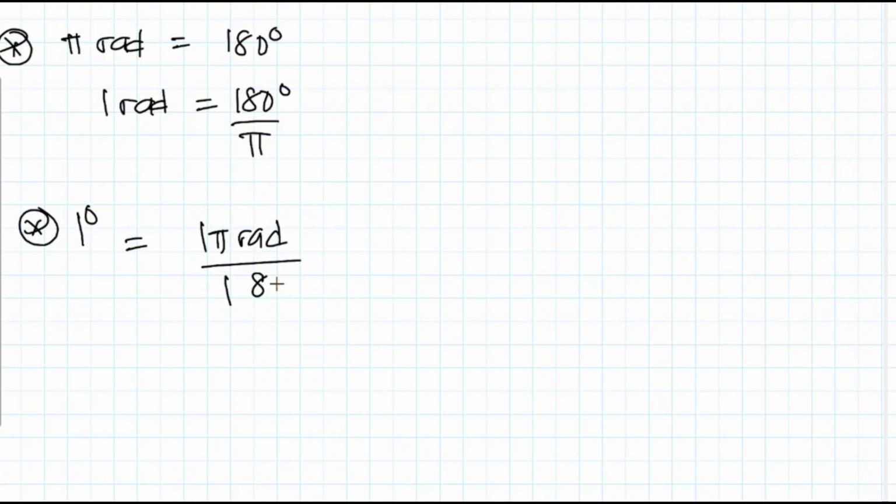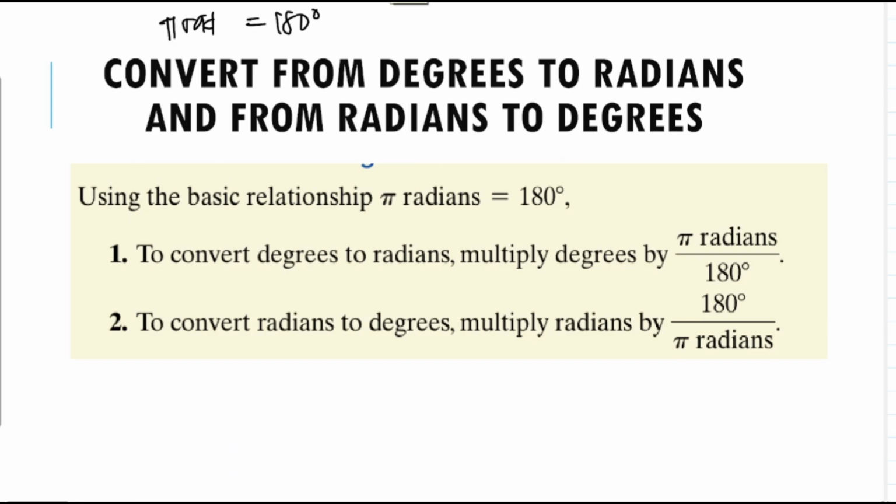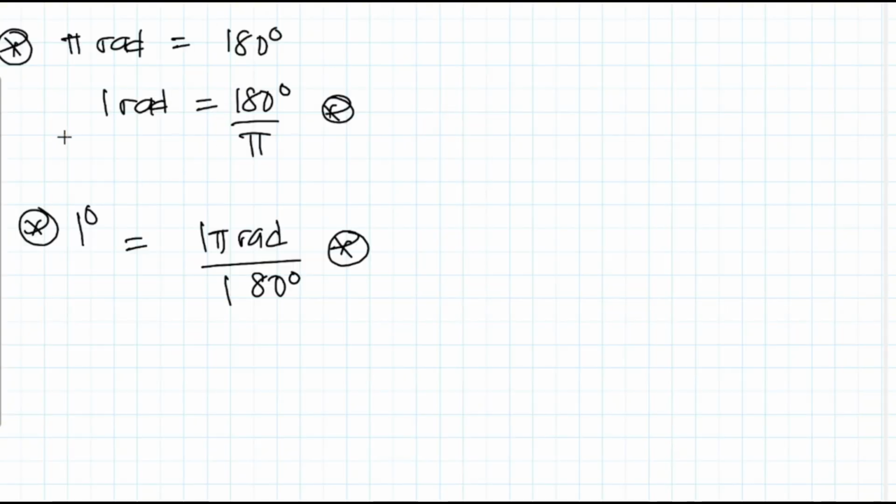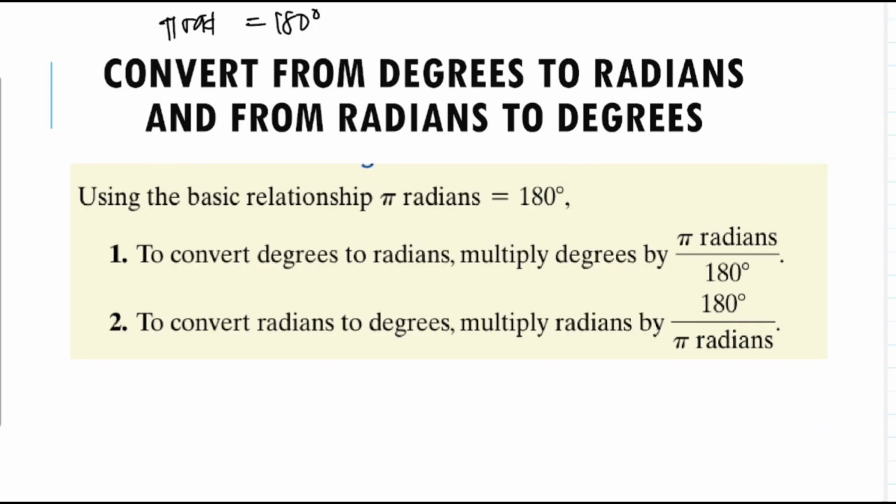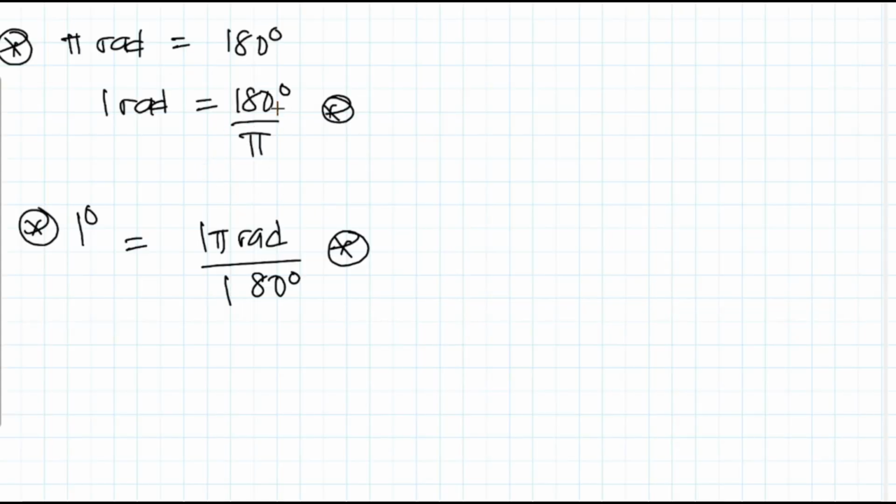So we can use these formulas to convert between degree and radian. So using the basic relationship, pi radian equals 180 degree, to convert degrees to radian, multiply the degree by pi over 180, and to convert radian to degree, multiply the radian by 180 over pi. Okay, remember the one you are converting will be at the top, the numerator. So this is the formula for converting degrees to radian.